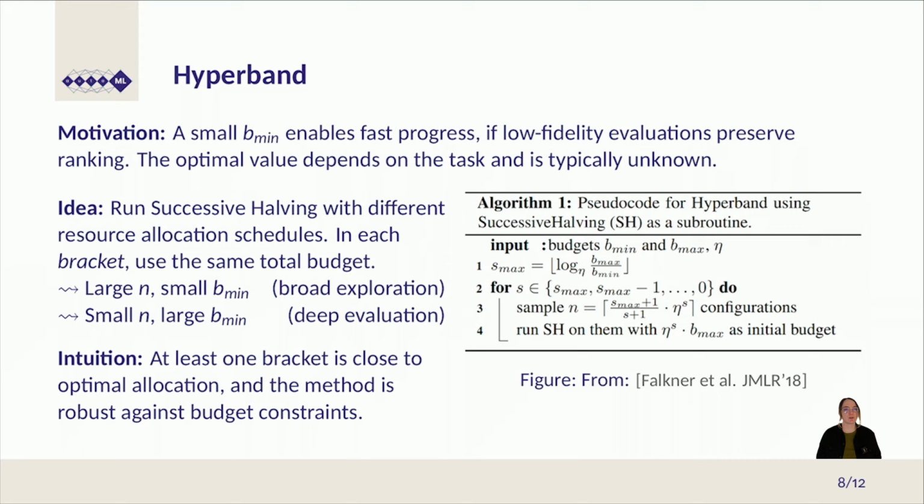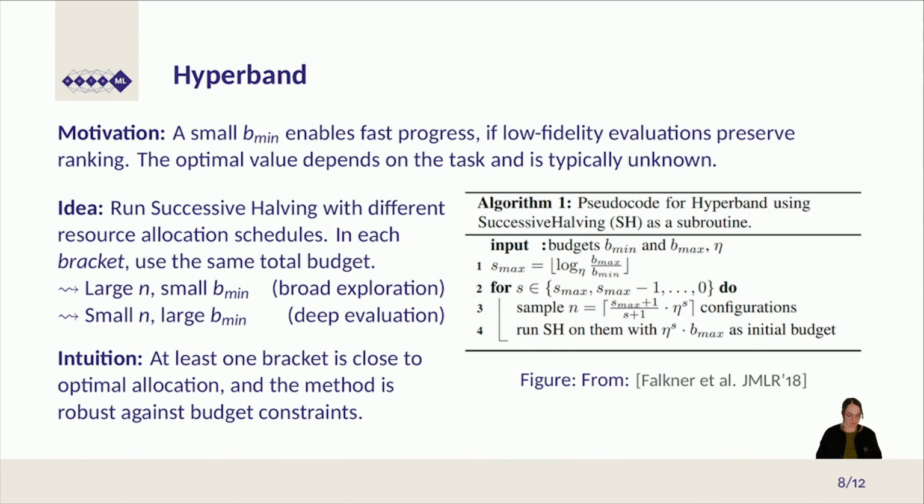So hyperband is also a very simple extension. We simply rerun successive halving multiple times with varying lowest budget. So the idea is, as I said, to run successive halving with different resource allocation schedules. The main idea is that in each bracket, which is what we call one run of successive halving, we use the same total budget. And by that we trade off our eta and our B-min.